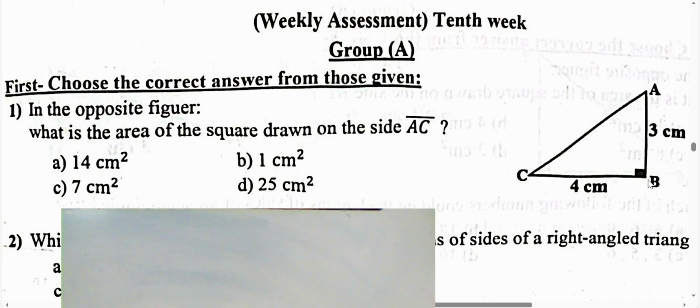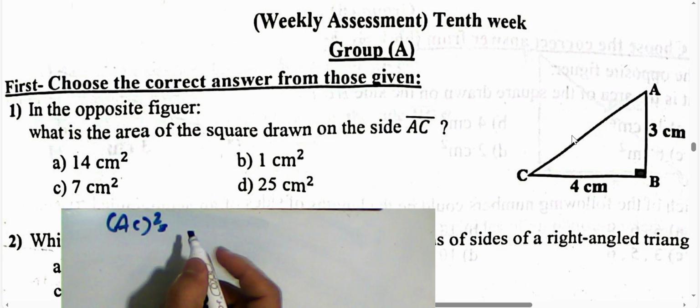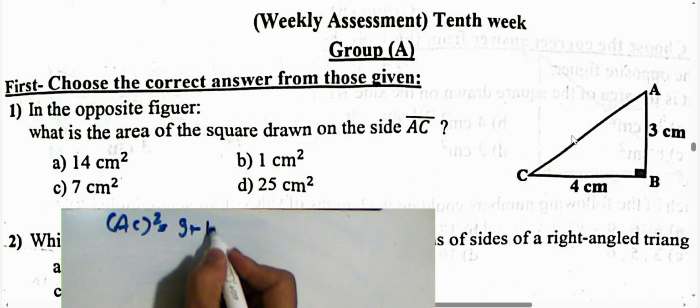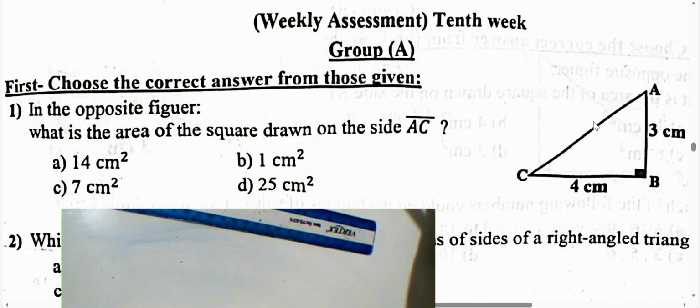So in this example, you want to find the area of the square drawn on the side AC. AC squared equals AB squared plus BC squared: 3 squared equals 9, and 4 squared equals 16. The sum of them is 25. Okay, then the answer will be letter D. Choose letter D. Next question.